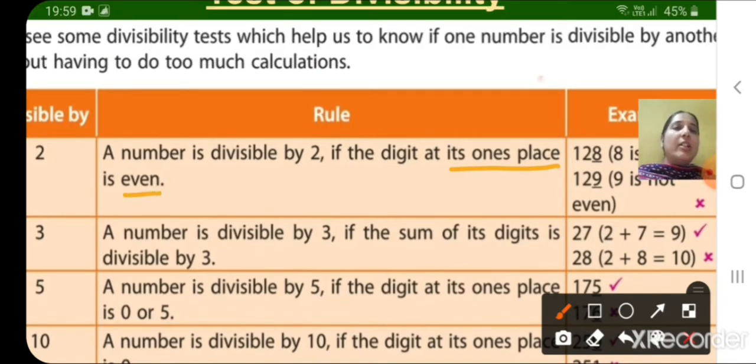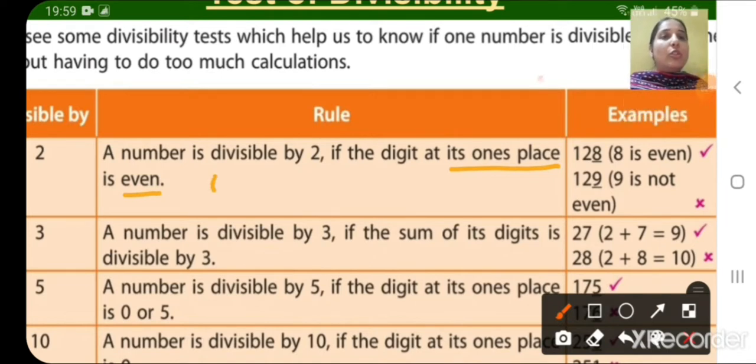Now what is even, children? Do you know? Yes, the numbers which have 0, 2, 4, 6 or 8 at their ones place, those numbers are called even numbers. These are even numbers: 0, 2, 4, 6 and 8. And the numbers which have these digits at their ones place are also divisible by 2.